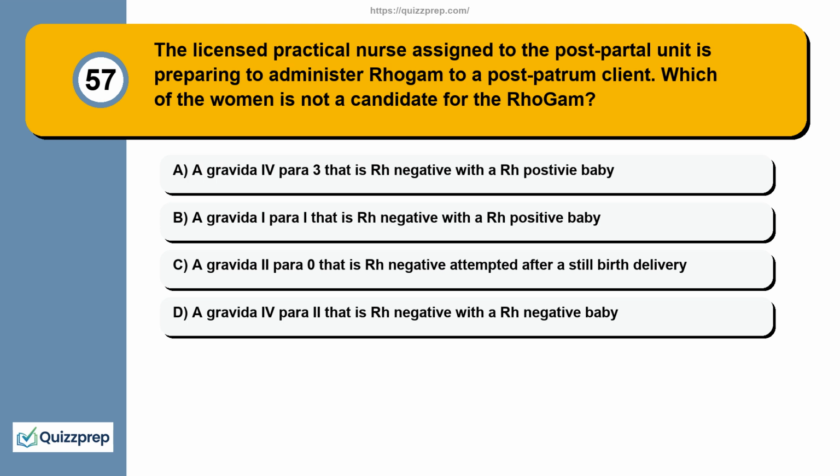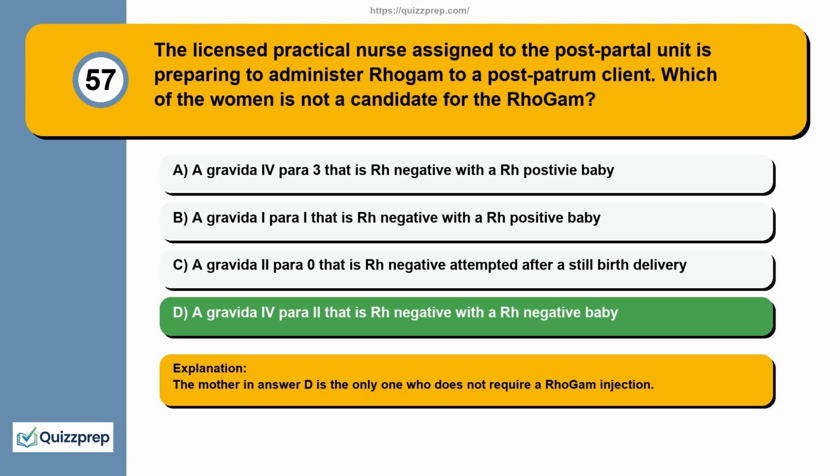Question 57. The licensed practical nurse assigned to the postpartum unit is preparing to administer RhoGAM to a postpartum client. Which of the women is not a candidate for the RhoGAM? A gravida 4 para 3 that is Rh negative with a Rh positive baby. A gravida 1 para 1 that is Rh negative with a Rh positive baby. A gravida 2 para 0 that is Rh negative after a stillbirth delivery. A gravida 4 para 2 that is Rh negative with a Rh negative baby. The mother in answer D is the only one who does not require a RhoGAM injection.